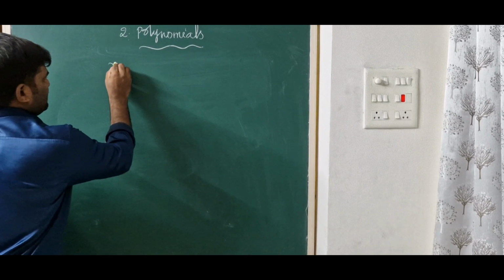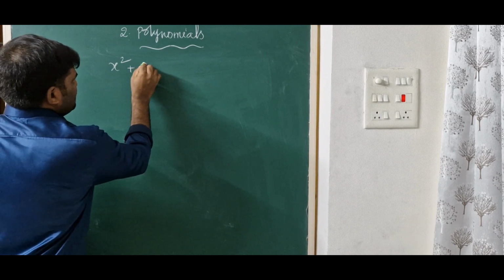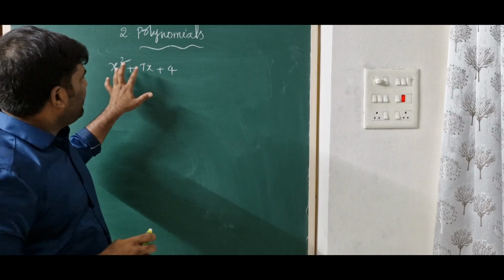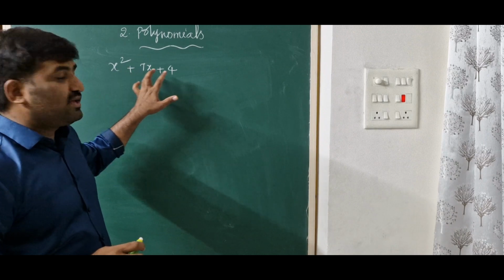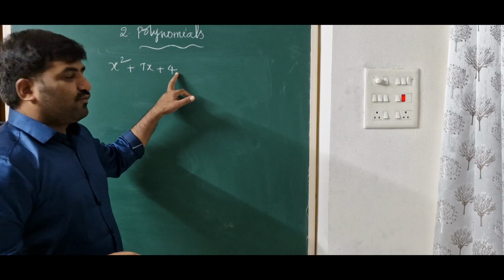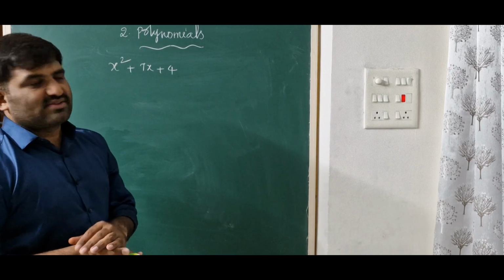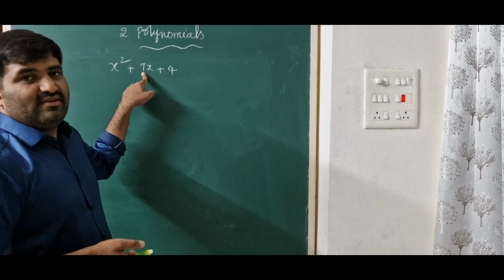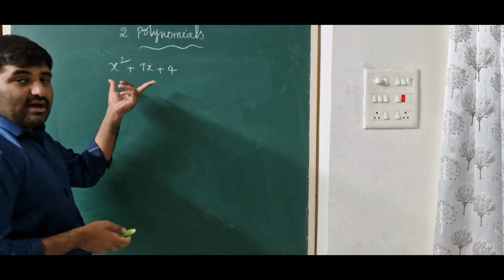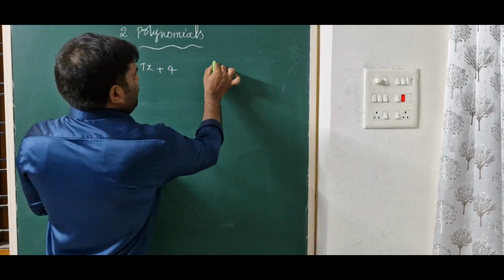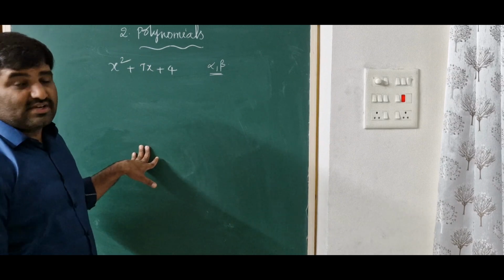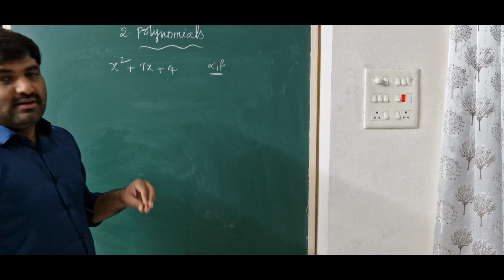But in some cases, there are questions like x square plus 7x plus 4. If you take this example, we can't solve this question by splitting the middle term, because if we take the factors of 4x square, you never get a 7. In this type of question, they will give you that alpha and beta are the zeros of this polynomial. Alpha and beta are the zeros of this polynomial. Find the polynomial.